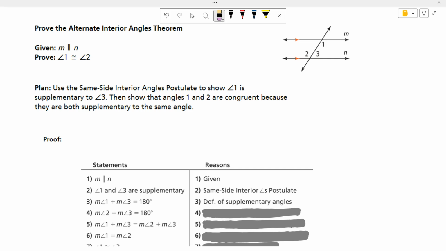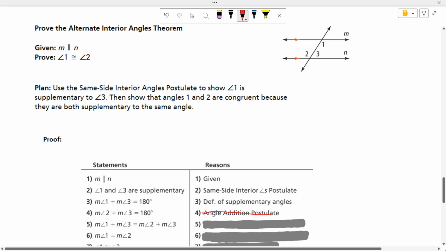Why do 2 and 3 add up to 180? Because they are a what? We learned that first chapter. 2 and 3 are called a, starts with an L, linear pair. Okay, angle addition, but that's wrong. It should be a linear pair. Definition of a linear pair. Sometimes the book comes up with crazy stuff.